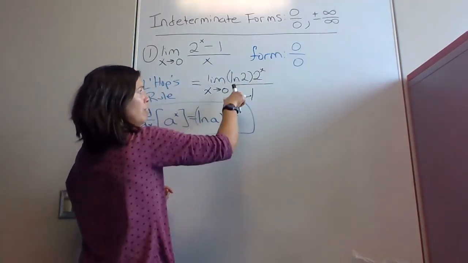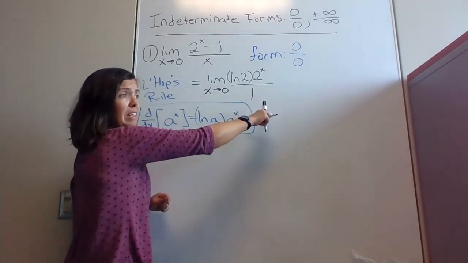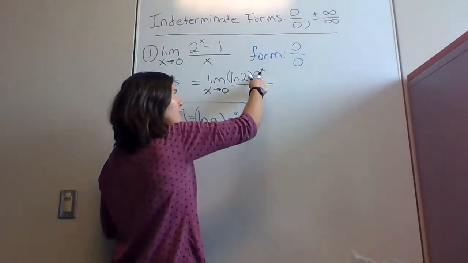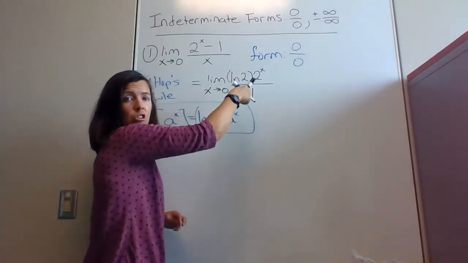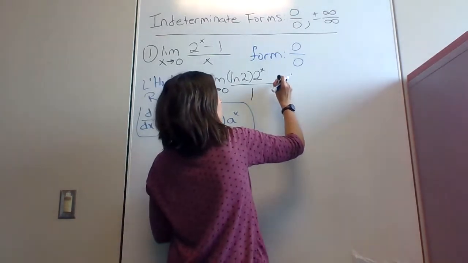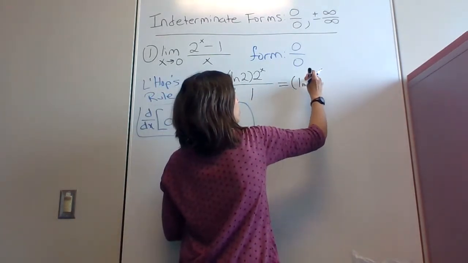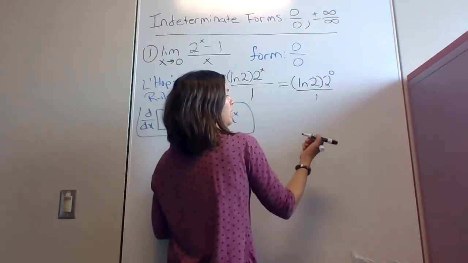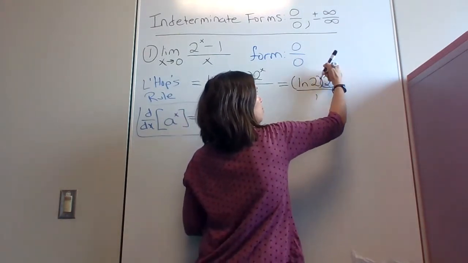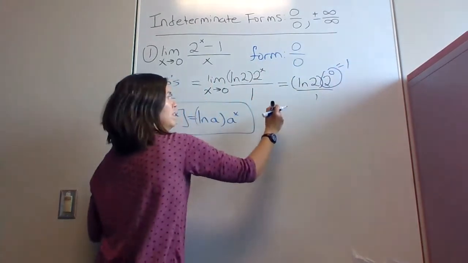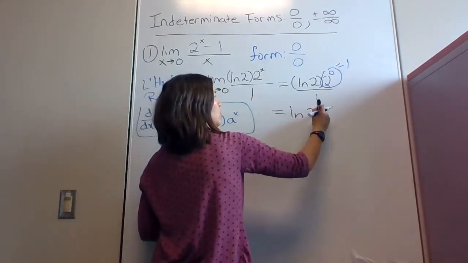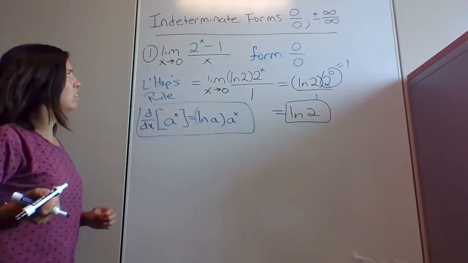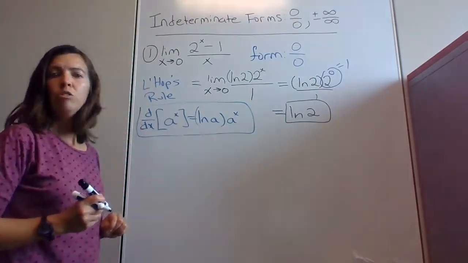So we've taken the derivative of the top and the derivative of the bottom independently when you apply L'Hopital's rule. Notice that now if I substitute 0, I no longer have that indeterminate 0 over 0 form. Now if I plug in 0, I have natural log of 2 times 2 to the 0 all divided by 1. And again, remember, a non-zero number raised to the 0 power is equal to 1. And so this is equal to natural log of 2. So in this case, L'Hopital's rule gives us a limit of natural log of 2.